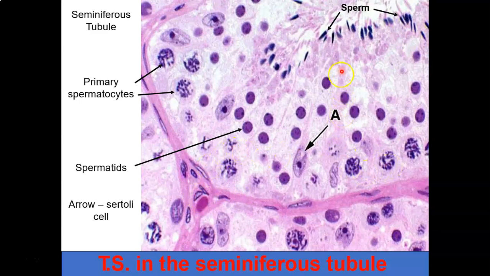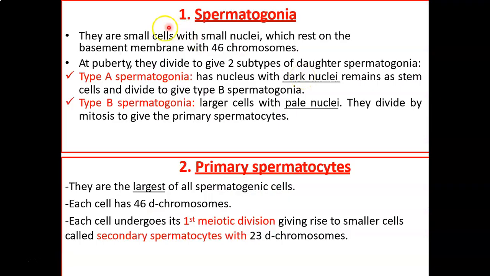Have a look at the cells of the seminiferous tubules. This is the spermatogonia, and this is the mature sperm. Spermatogonia rest at the basement membrane, and the mature sperm is located at the center. Spermatogonia are small cells with small nuclei which rest on the basement membrane. How many chromosomes in the spermatogonia? Yes, 46 chromosomes. At puberty, they divide to give 2 subtypes of daughter spermatogonia.